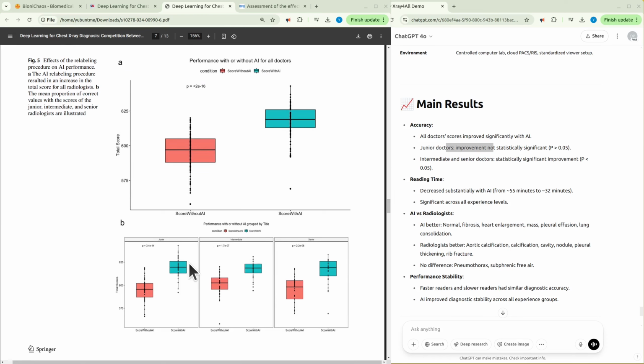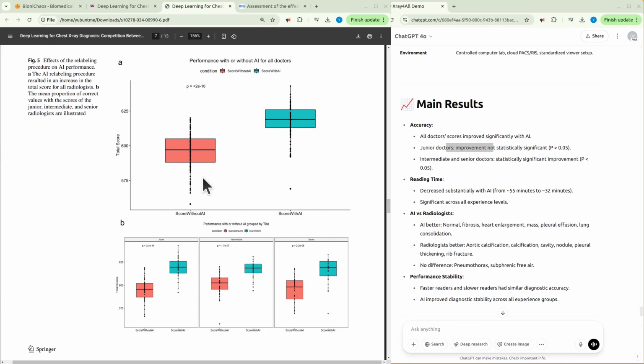Intermediate and senior radiologists: both groups showed significant improvements in diagnostic accuracy when using AI assistance. This suggests that AI can effectively complement their advanced knowledge and experience, making them even more accurate and efficient. Junior radiologists: the improvement in accuracy for junior radiologists was not statistically significant. This might indicate that less experienced radiologists need more training or familiarity with AI tools to fully benefit.